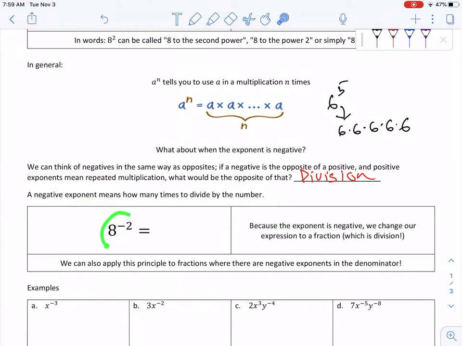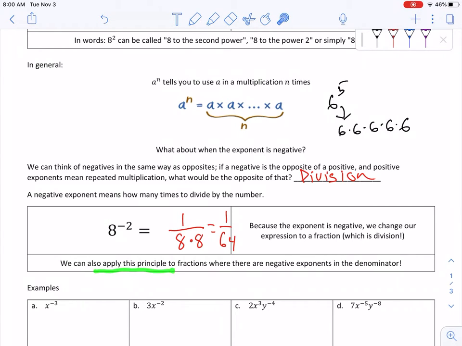So 8 to the negative second power, we could also write like this. 1 over 8 times 8, or 1 over 64. Because the exponent is negative, we change our expression to a fraction, which is division. And we'll practice this with some of the examples. You'll see kind of how this applies. So when it's attached to a number, we move it into the denominator and then evaluate it.